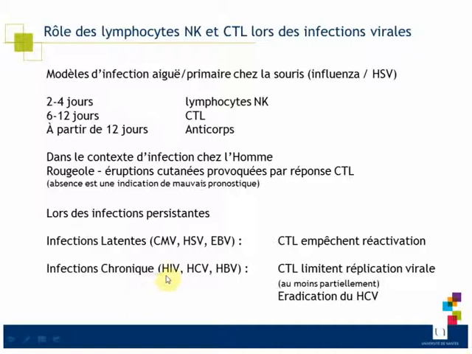Now, in chronic infections like hepatitis C and HIV, CTL, once again, are active throughout the chronic infection, and their role is to limit viral replication, at least partially. They never manage to eliminate the virus, but at least they're preventing the virus from completely taking over the whole of your body. Although I have to say that, in fact, maybe 15% of people who get infected by hepatitis C will in fact succeed in eliminating the virus. And that is, well, pretty much due to the quality of their CTL response.